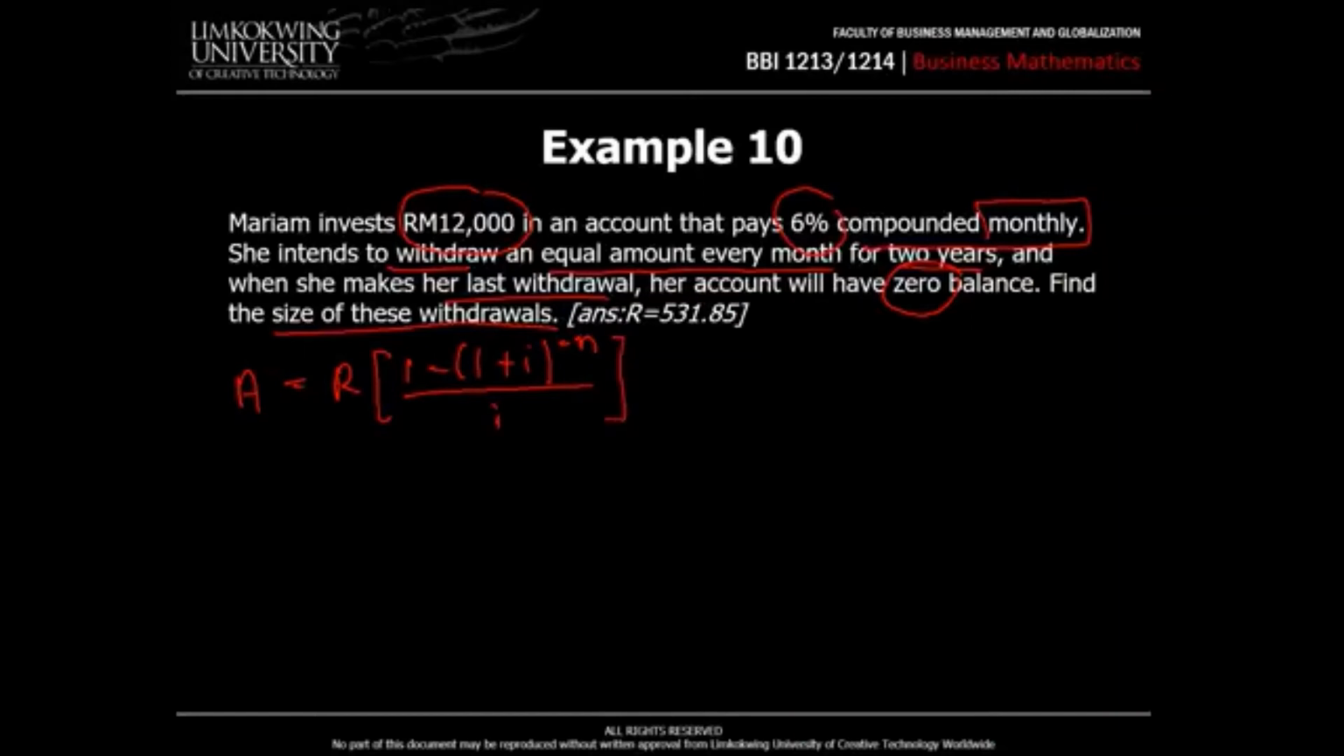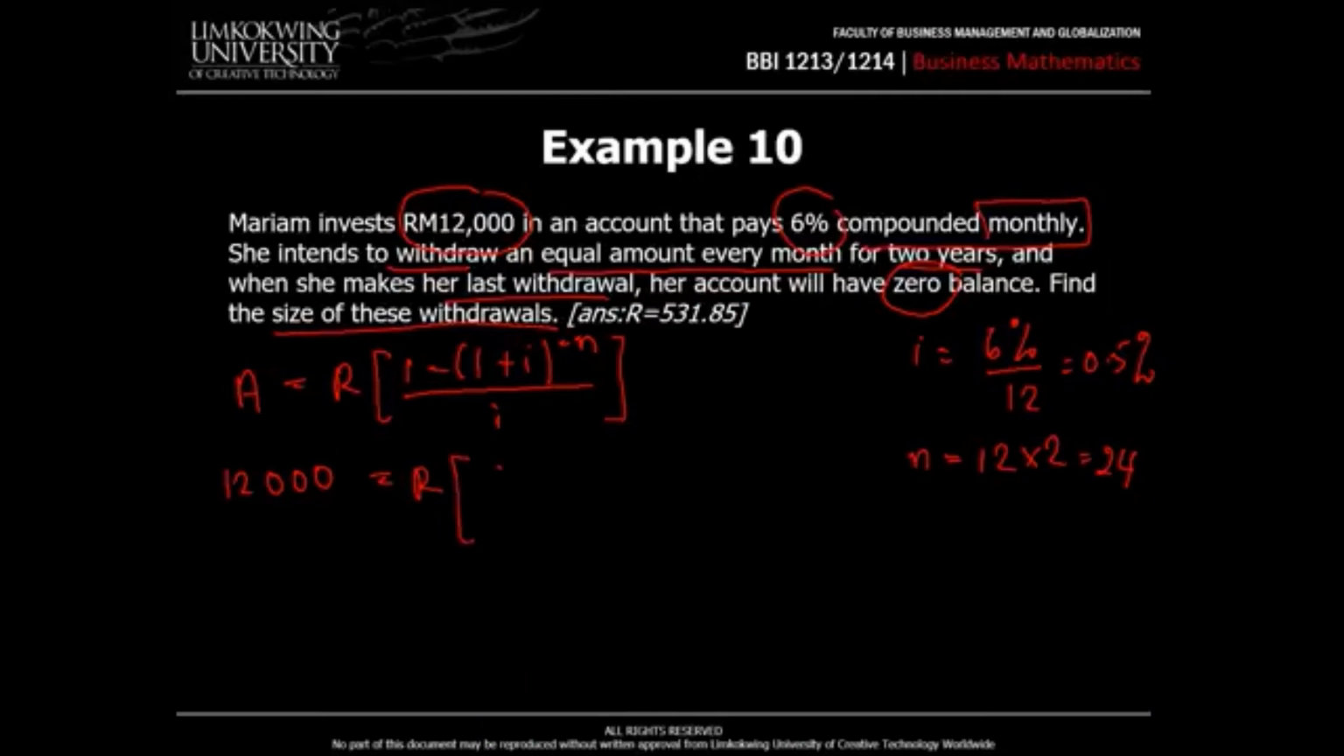Okay, before this, we find i. What is i? Compounded monthly for 6%. So 6% divided by how many? 12. Then you got 0.5. Okay, how about your n? 12, for 2 years. So multiply by 2, then you got 24. So now we already have the value for A, which is 12,000, equal to, we don't know R.